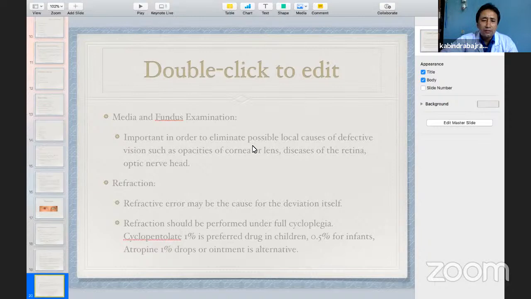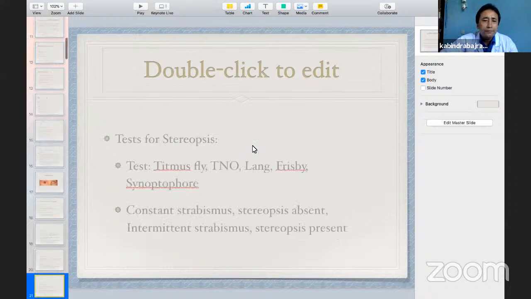And then refraction is very important, and cycloplegic refraction must be done in case of an early child. The cycloplegic and mydriatic preferred is cyclopentolate 1%. In case of infants and above 6 years, 0.5% cyclopentolate can be used. And in case of infants, even atropine 1% drops or ointment can be an alternative, but as it is long acting, it may cause some difficulty even up to 2 weeks.